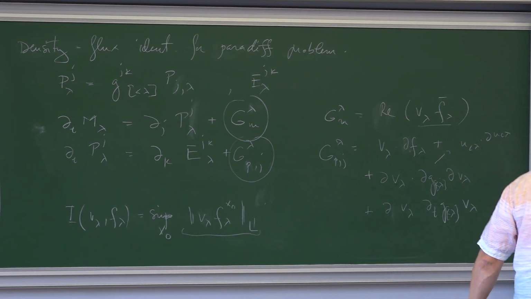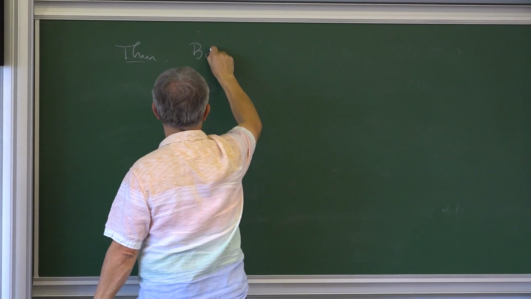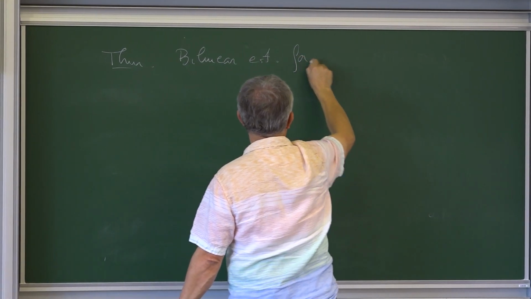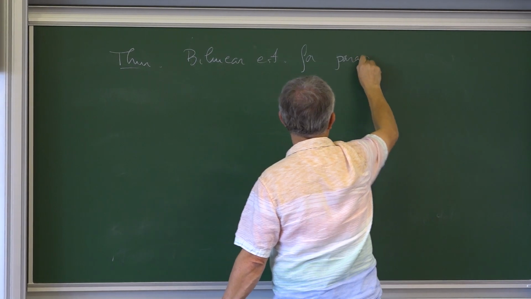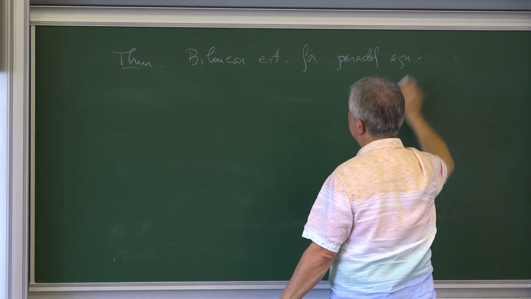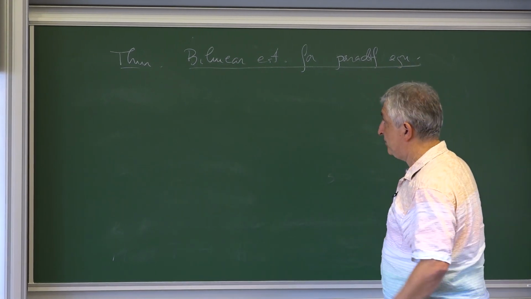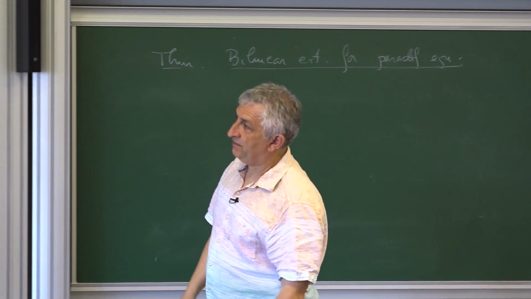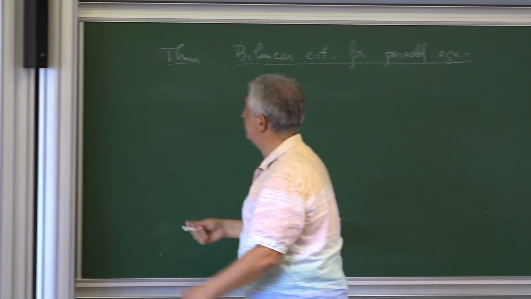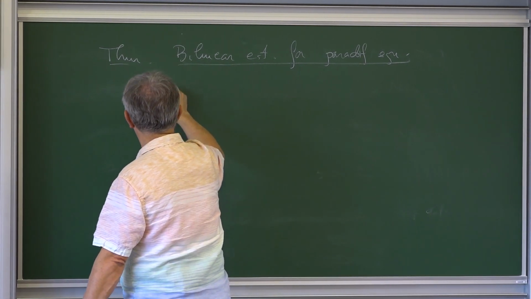So let's call this a theorem. And this is bilinear estimates for the paradifferential equation. This theorem says, we already have the estimates up there, but now suppose I have two solutions to the paradifferential equation, and I'd like to say I have the unbalanced case.